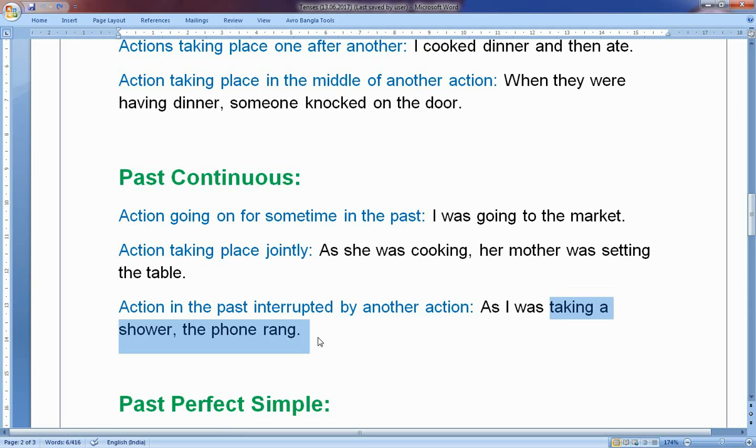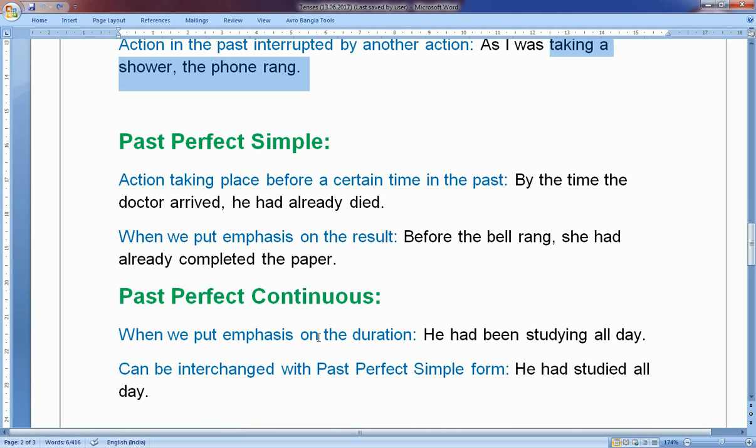Moving on to the past perfect simple. The past perfect simple, like the present perfect simple, also follows keywords like had and have. Let's look where it is used.